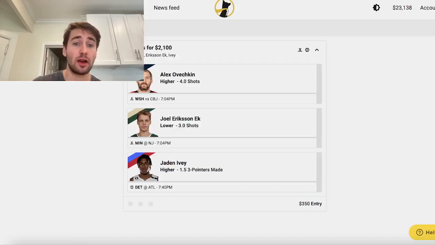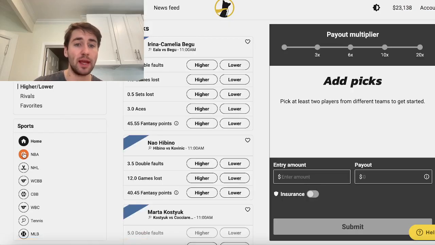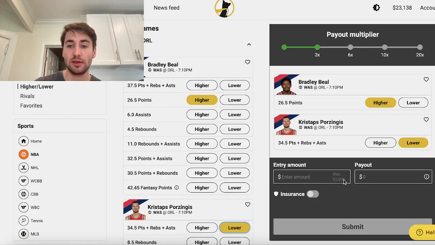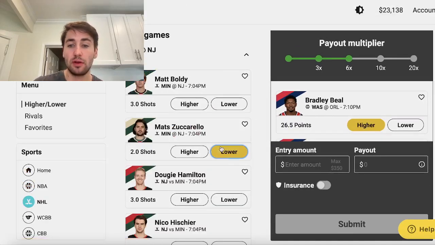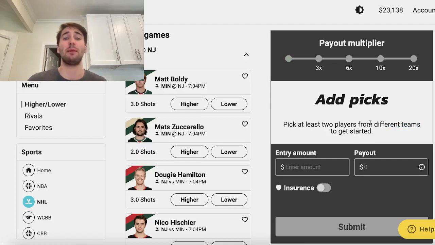It's kind of like on Underdog, the max they give me if I include a hockey pick. If you just do NBA picks, you'll see it says right here, max 2,000, but if you include an NHL pick, it goes to max 350. Max 2,000, max 350. So long story short, a lot of these books have betting limits.